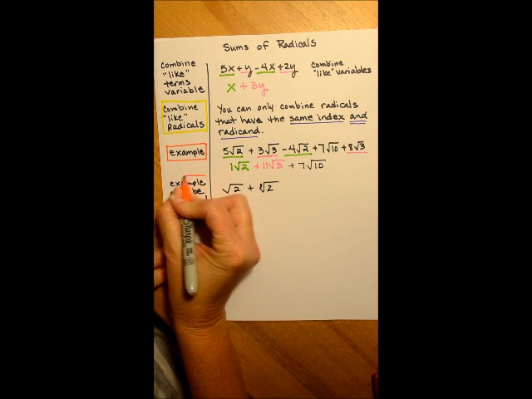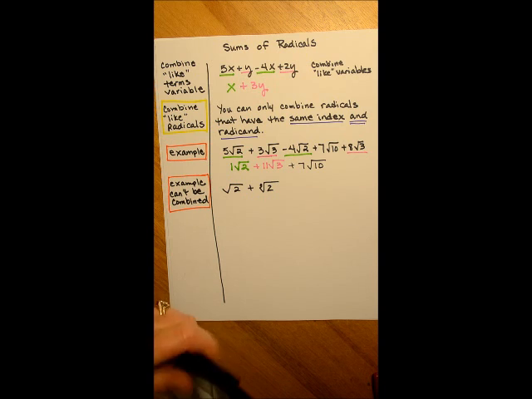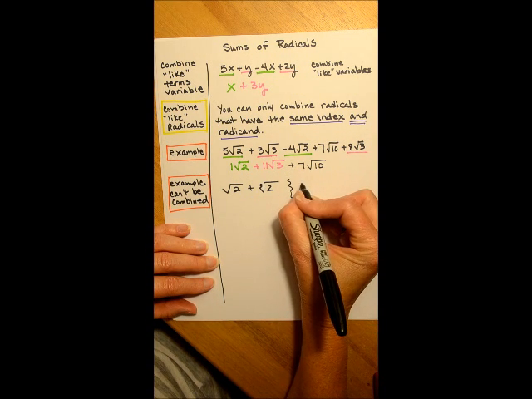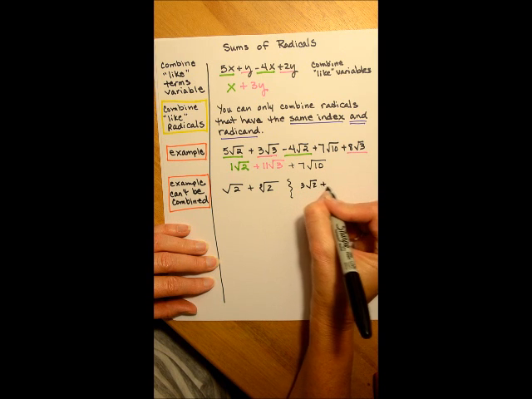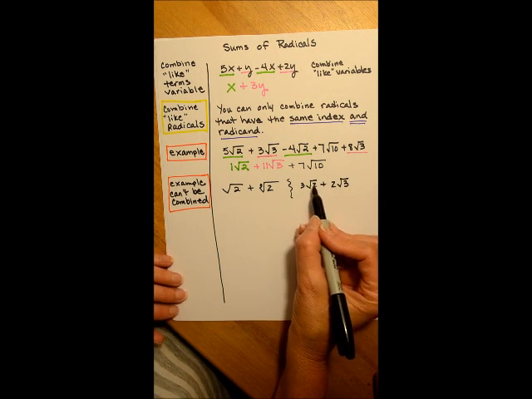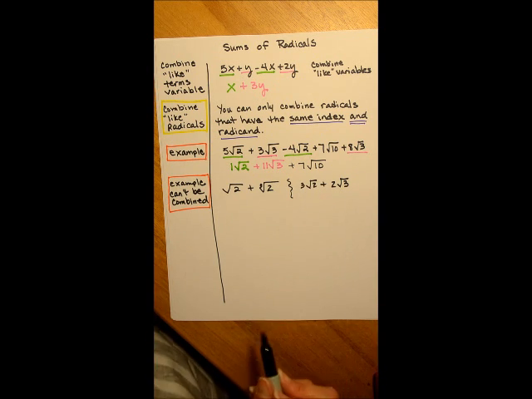So here's an example. They can't be combined, and then of course, you know, 3 square root 2 plus 2 square root 3. That can't be combined because even though the index is the same, the radicand isn't, just like we did in that example.